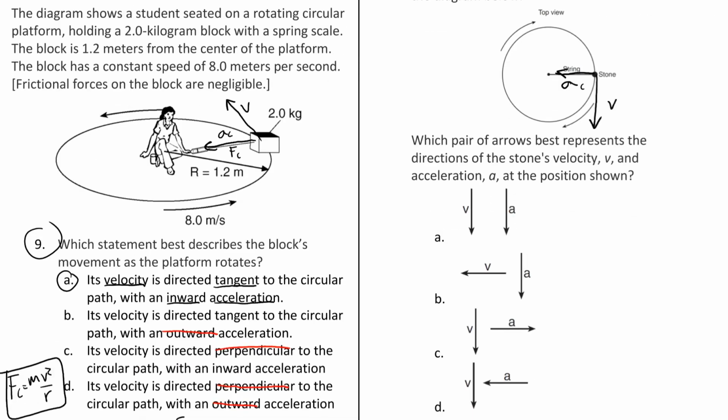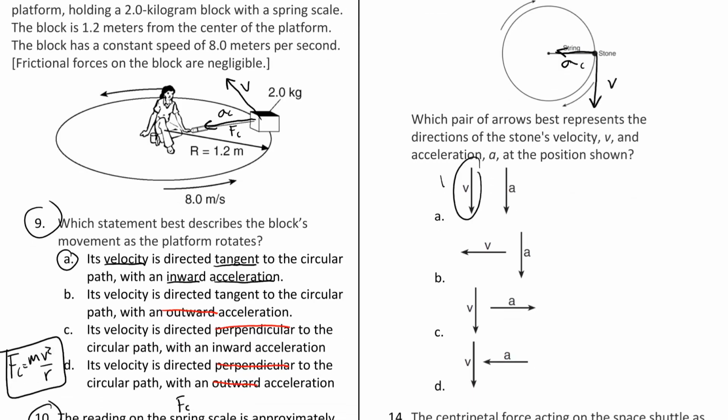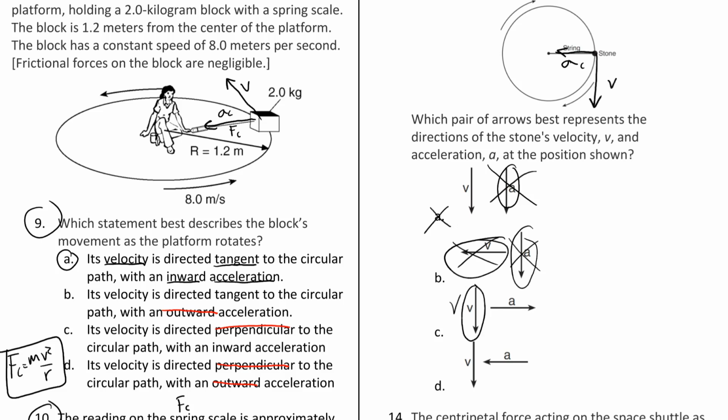So for A, the velocity is down. That's good. But the acceleration is down. That is not good. So this can't be it. The velocity for B is to the left. That's no good. But the acceleration is down. That's also no good. We wanted the acceleration to the left. For C, the velocity is down, so that's good. But the acceleration is to the right. That's not pointing in towards the center of the circle. That's pointing away from the center of the circle.